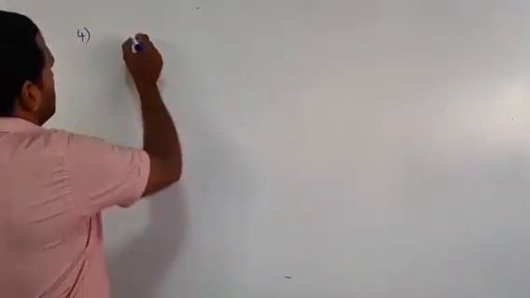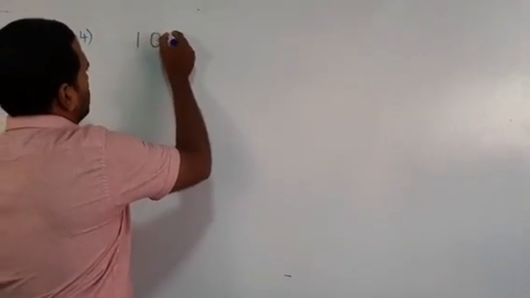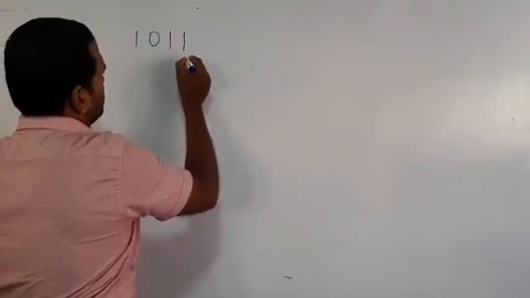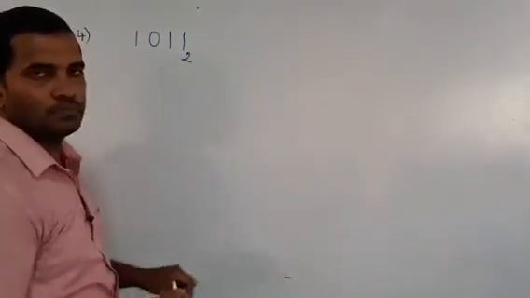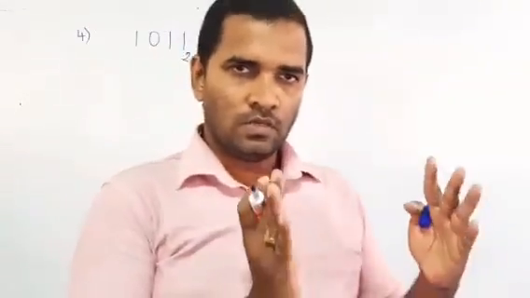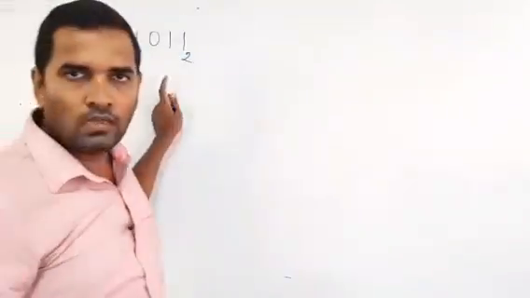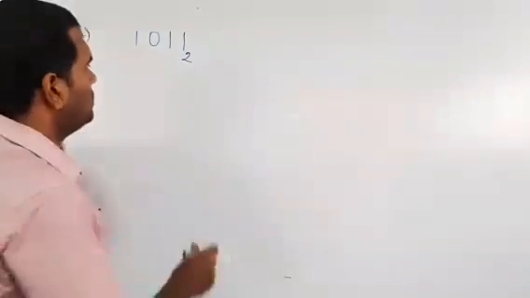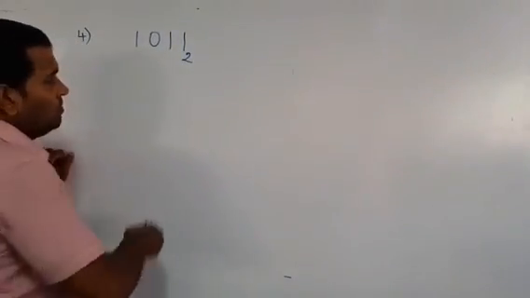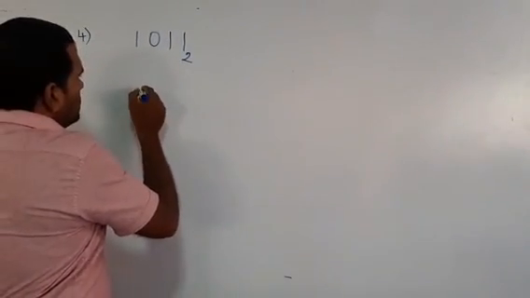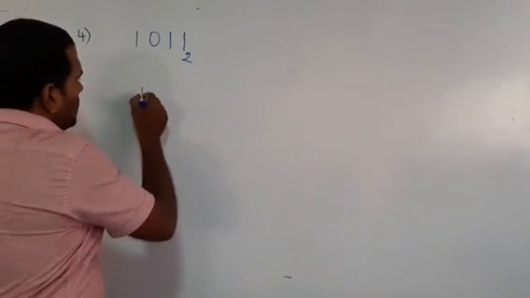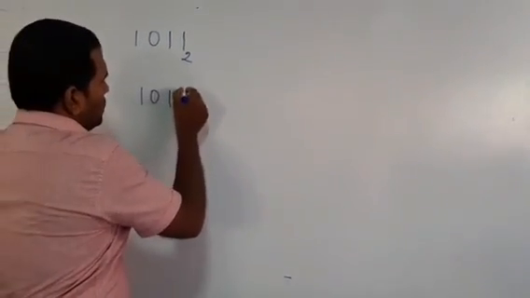I take a very small binary number. This is 1, 0, 1, 1. It's a binary number. Now we must find out the equivalent value of this in decimal format. Let's see how to do that. To find the decimal value, first of all you need to do one thing. Look carefully. I write it again for my convenience: 1, 0, 1, 1.